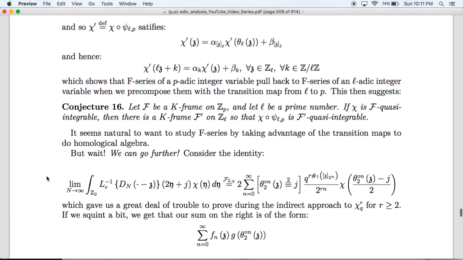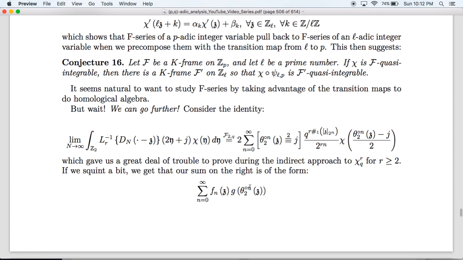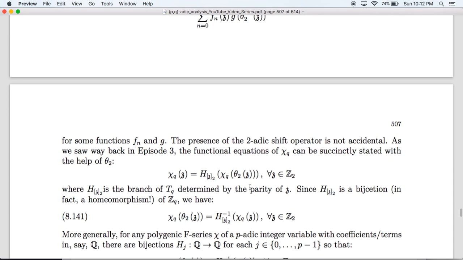Going back to that identity that gave us such trouble in Lemma 33, if we squint a bit, we get that the sum on the right is of the following shape. It's some functions fn of z times a function g, which we evaluate at the nth shift of z. The presence of the two-adic shift operator here is not accidental.